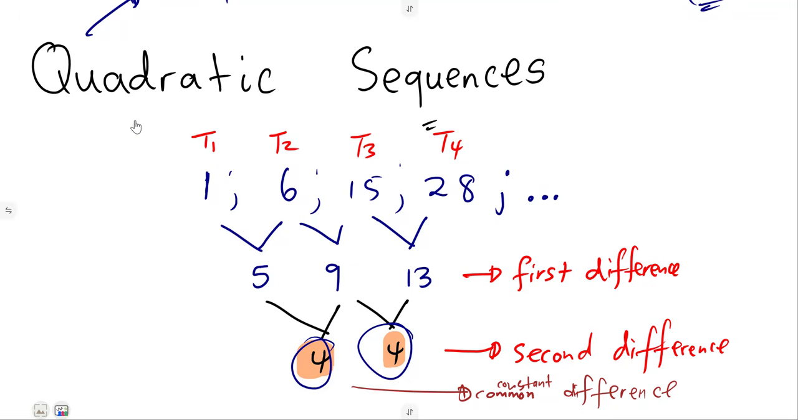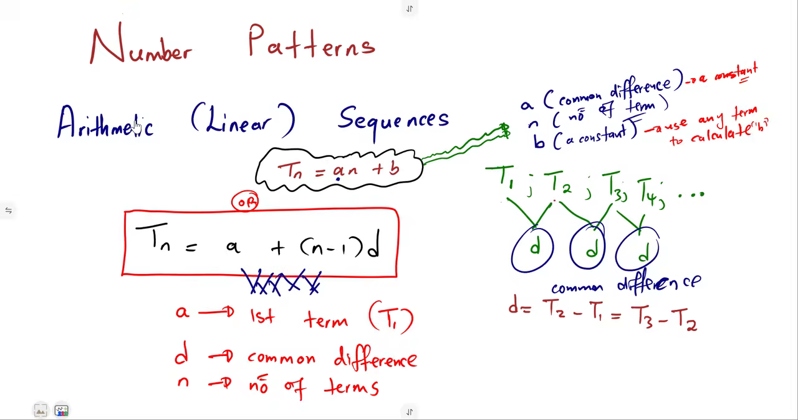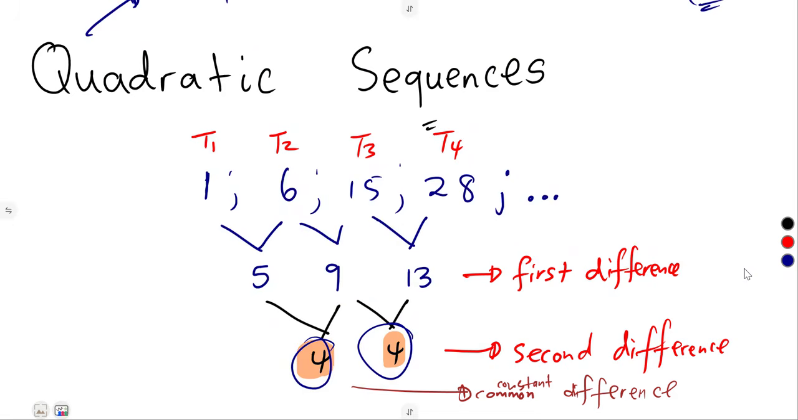Remember, just like for a linear, when you subtract the first term from the second one, the third from the second one, the fourth from the third one, you had a constant or common difference there. It was just direct on those terms as they are. But here we must go through the first difference, then the second difference. Once you see this happen, you know that you're dealing with a quadratic sequence.